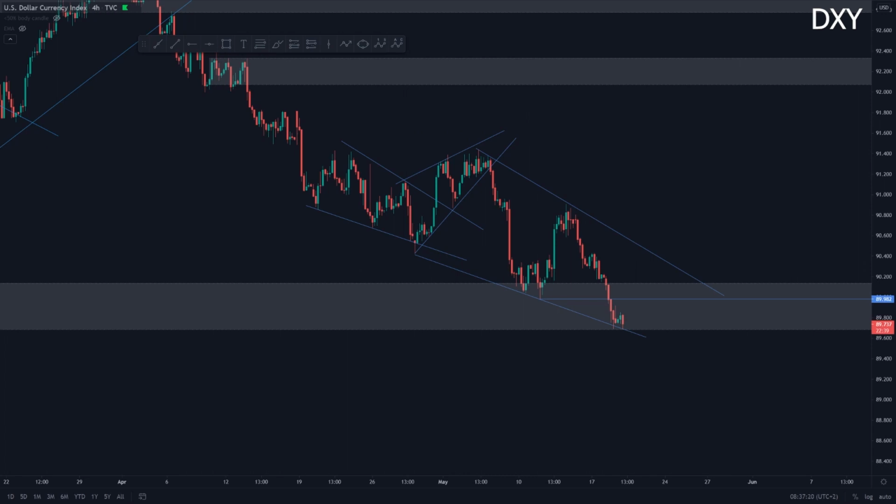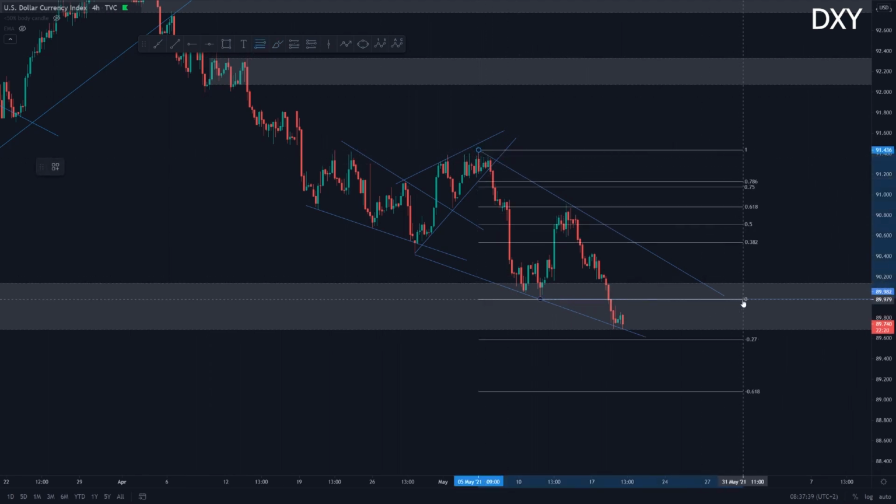So to begin with, the DXY. What are we currently seeing on the DXY? Well, as we can see, we made that third touch of this descending lower trend line of the overall descending wedge. So as you guys know, at the moment I am expecting some further upside from this region.